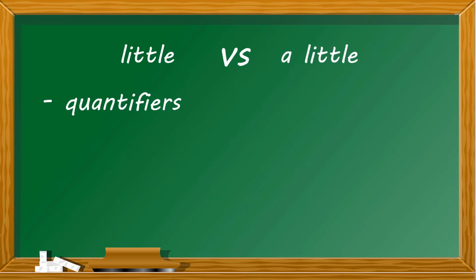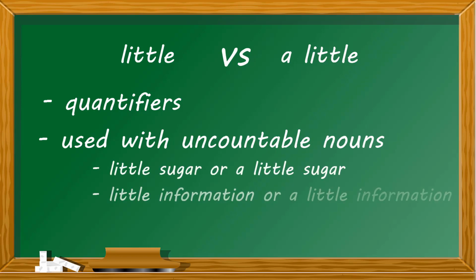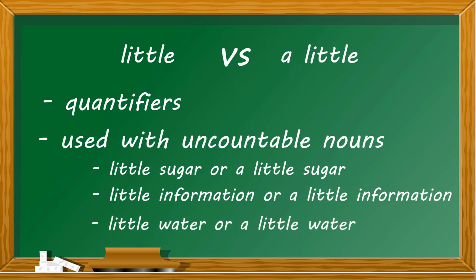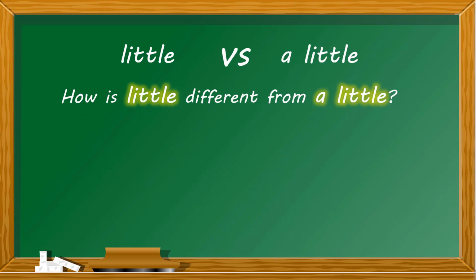Secondly, apart from being quantifiers, you should also know that little and a little are used with uncountable nouns. So, for example, we can talk about little sugar or a little sugar, little information or a little information, little water or a little water. But the question still remains, how is little different from a little?